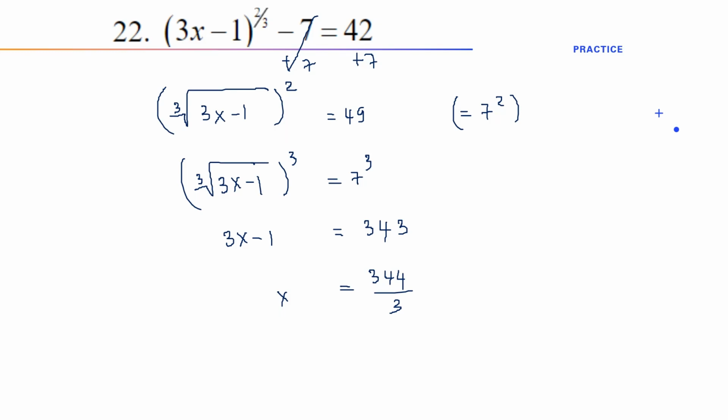And to check if they can simplify, you see that 3 is the prime number at the denominator. So we only need to check for divisibility by 3 on the top, or 344. So 344, we can add the digits. The sum of the digits is 11. The 11 is not divisible by 3, so 344 is not divisible by 3. So this is the simplified form.